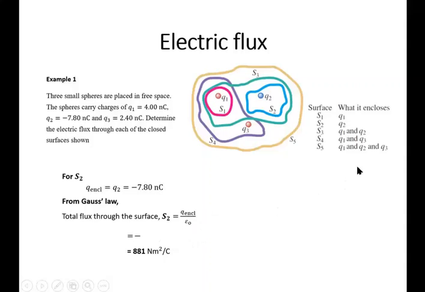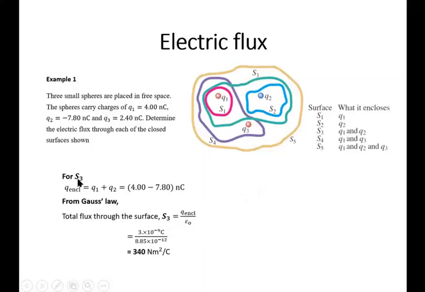I will leave the second one for you to do because it's the same thing. Just that the charge enclosed is negative 7.80 nanocoulomb. So if the surface S2 encloses only charge Q2, then what will be the charge enclosed divided by epsilon? Epsilon, the value I've given you in the first calculation for S1. Just use it, and I expect you to get 881 newton meter squared per coulomb.